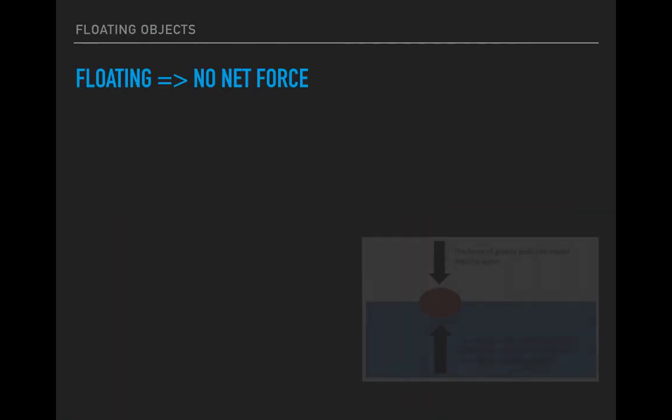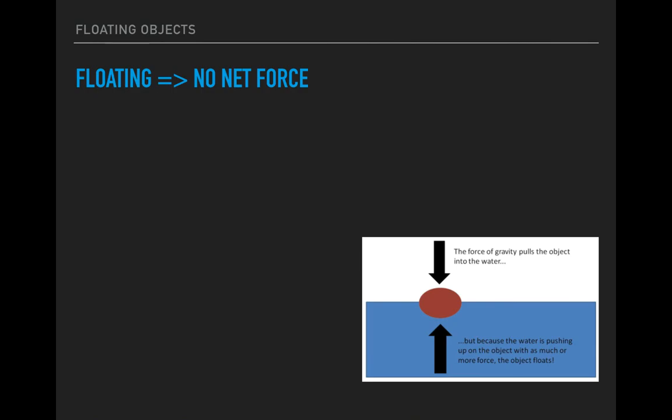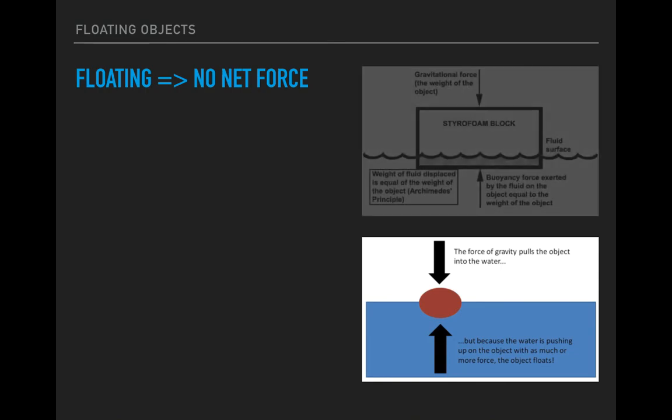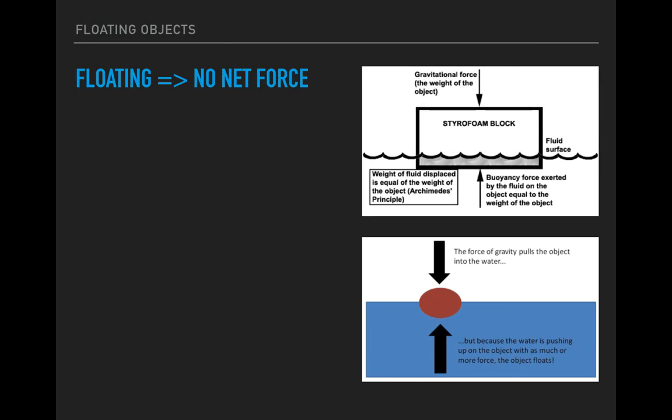Okay, so if the object floats, there's no net force on it. Look at the diagram: it says the weight of the object equals the upthrust acting on the object. So again, we have a buoyancy force or an upthrust equal to the weight of the object if it's floating.